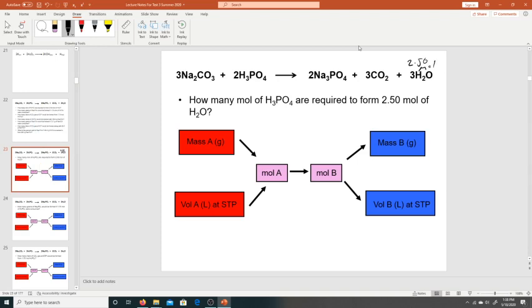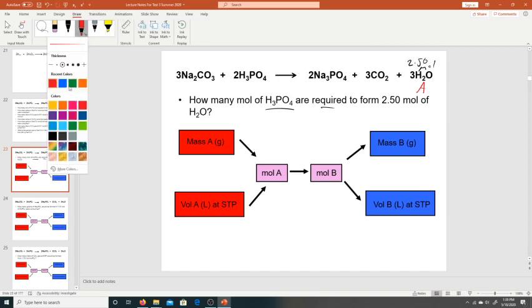And notice in this case, this happens to be a product in the reaction. And we want to know how many moles of phosphoric acid are required to form this 2.50 moles of water. So the chemical with the numbers, in this case the water, that's going to be your A. And what we're trying to find, that's going to be your B. So I stick with the color code here. If the A's are the reds and the B's are the blues, phosphoric acid, that's going to be your B.